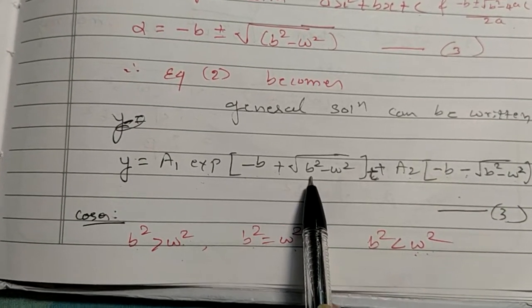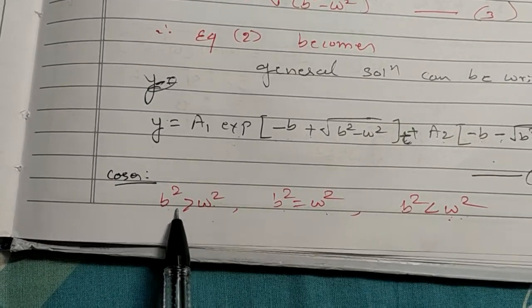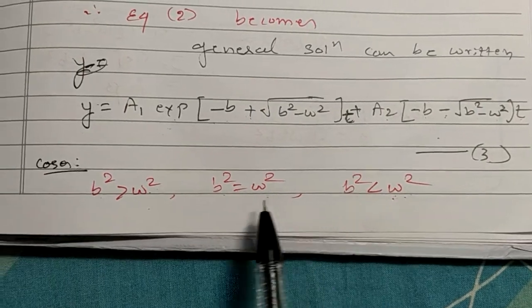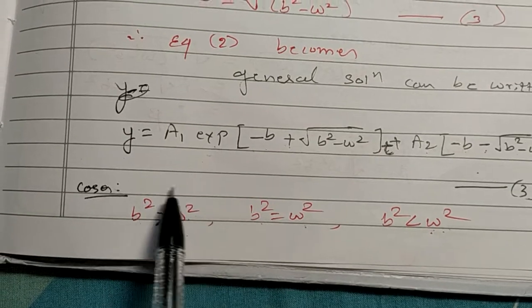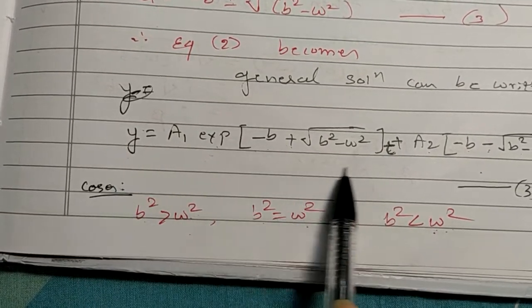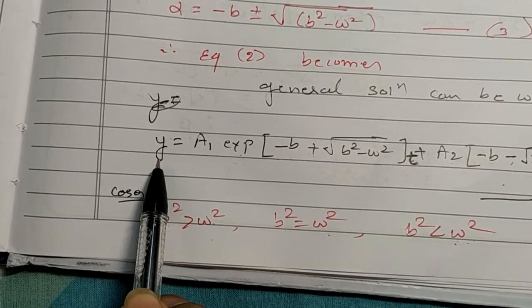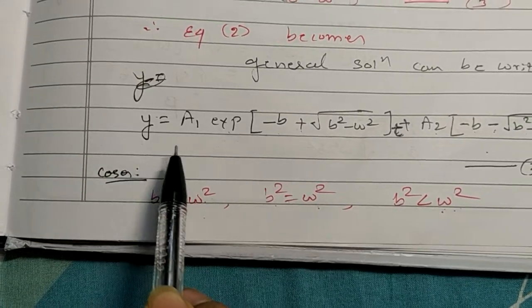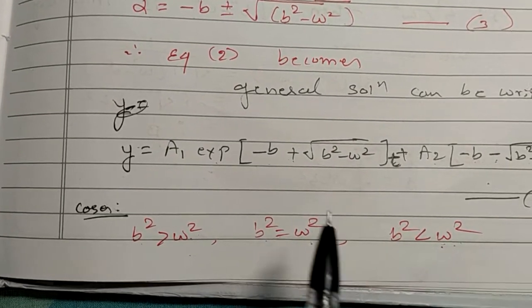Based on the relative values of b² and ω², three cases arise. What are they? b² greater than ω², overdamping; b² less than ω², underdamping; b² equal to ω², that is critical damping. In all the discussion, we will make use of this equation number 3. It represents the displacement of a body executing damped vibration with respect to time. We will refer to this equation again and again.